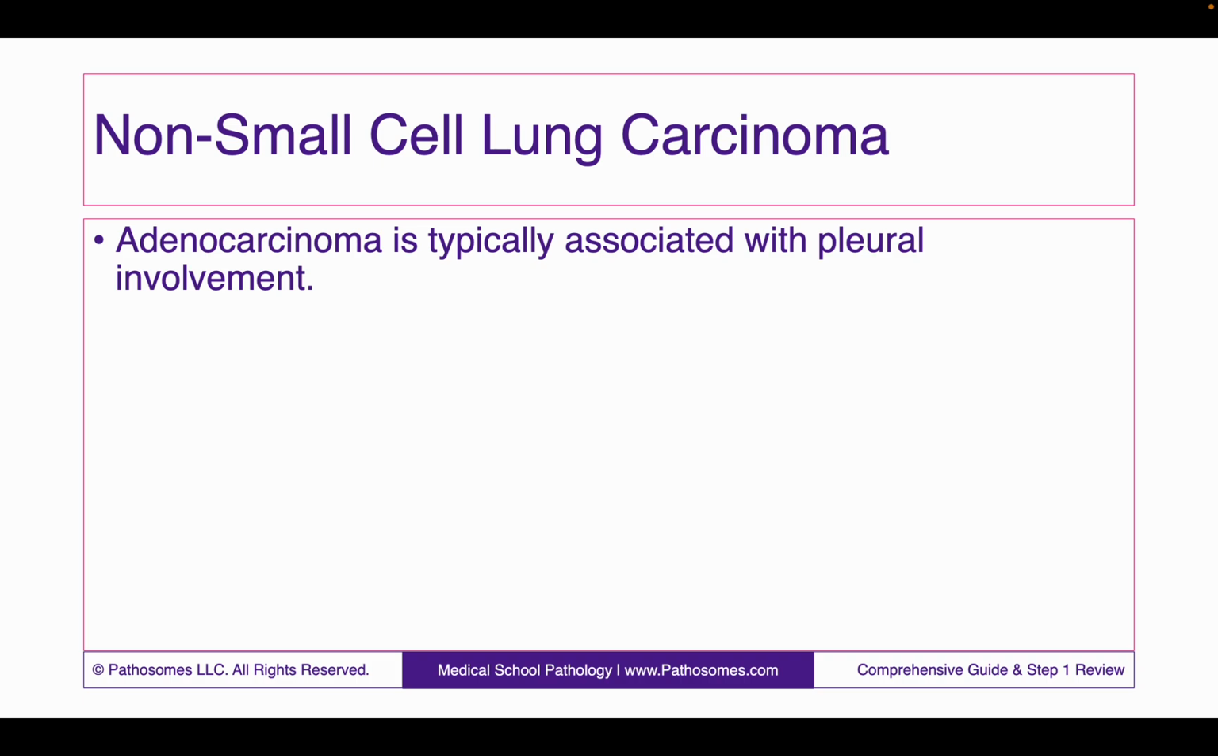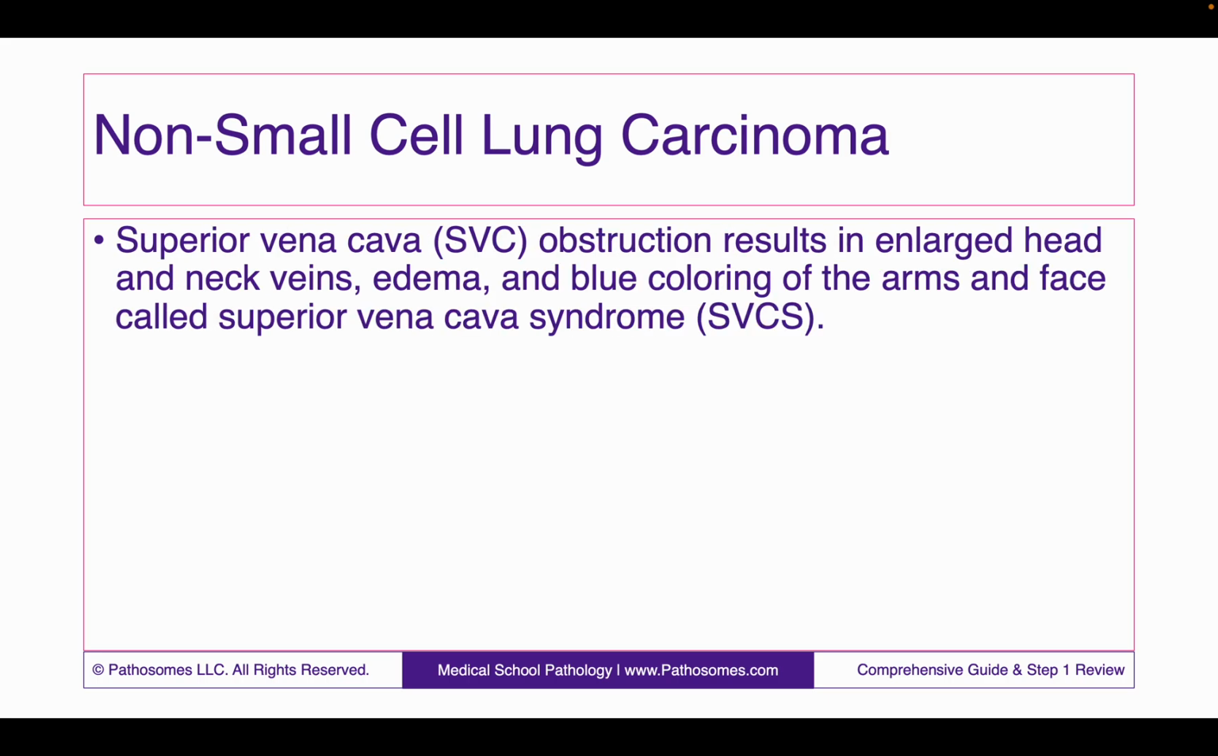Adenocarcinoma is typically associated with pleural involvement. For example, superior vena cava obstruction results in a condition that you must know about, okay? Superior vena cava obstruction results in enlarged head and neck veins, edema, blue coloring of the arms and face, and this is called superior vena cava syndrome. Highly likely that you will see that.